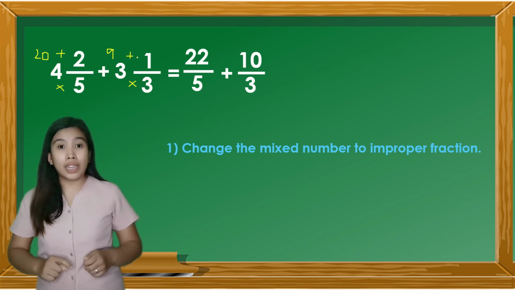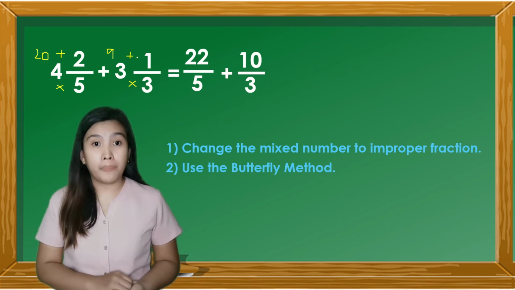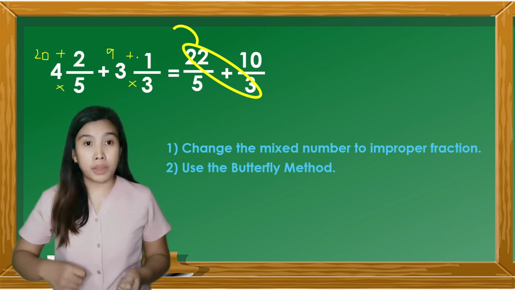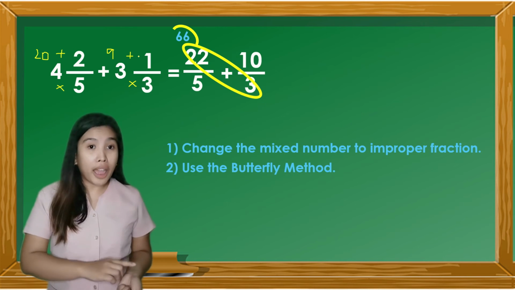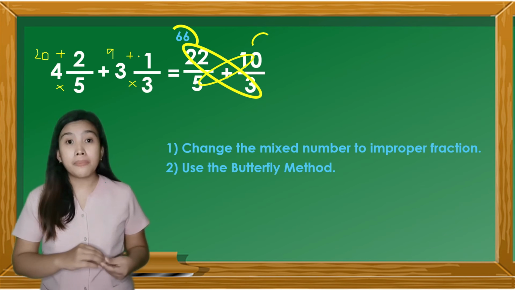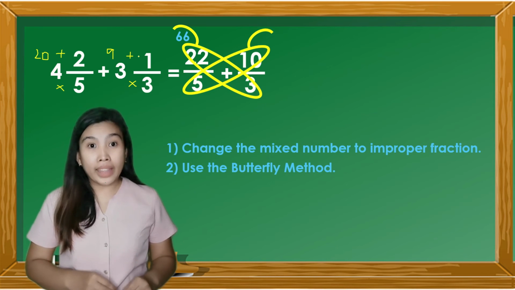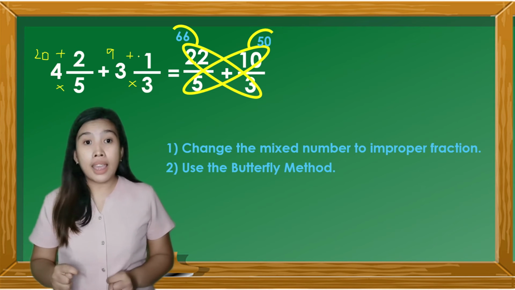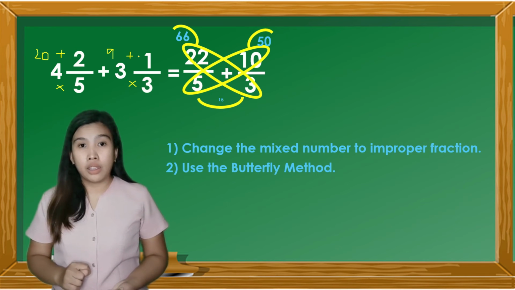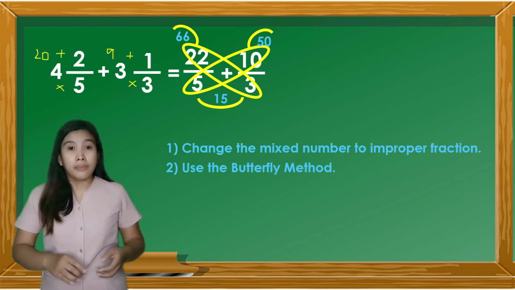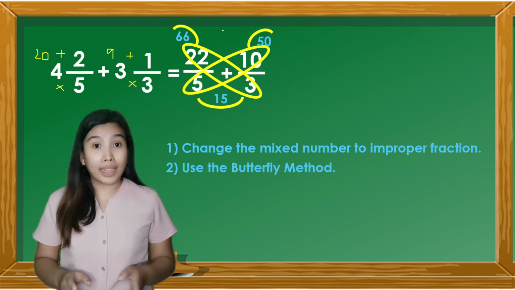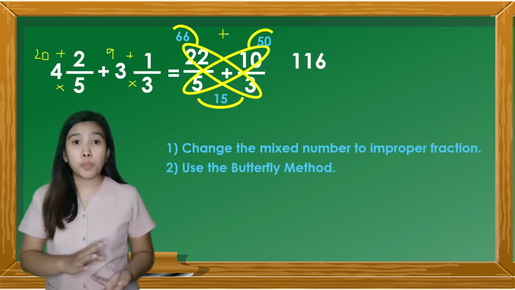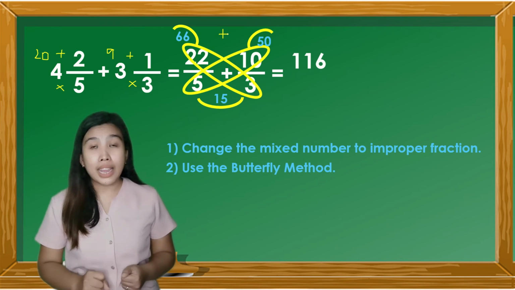Okay? Next, let us use the butterfly method. So, 22 times 3, that will be 66. And then 5 times 10 is 50. And then we're going to multiply also the denominators. So 5 times 3 is 15. So after that, let us now add the products 66 and 50. So 66 plus 50, we have 116 over 15.